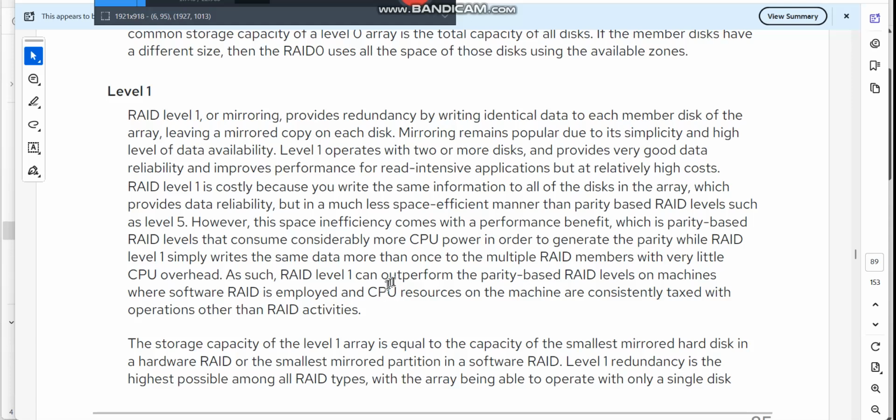As such, RAID level 1 can outperform the parity-based RAID levels on machines where software RAID is employed and CPU resources on the machine are consistently taxed with operations other than RAID activities. The storage capacity of the level 1 array is equal to the capacity of the smallest mirrored hard disk in a hardware RAID or the smallest mirrored partition in a software RAID. Level 1 redundancy is the highest possible among all RAID types, with the array being able to operate with only a single disk.